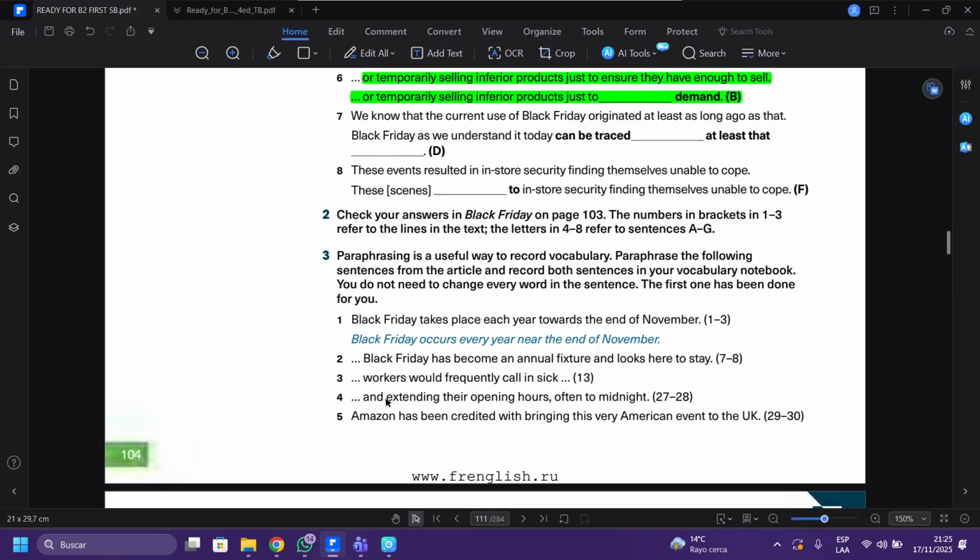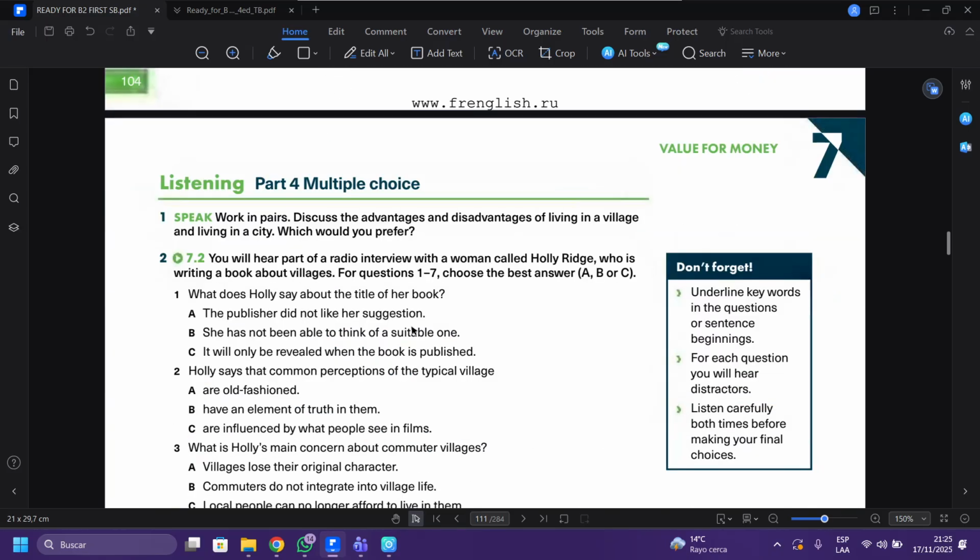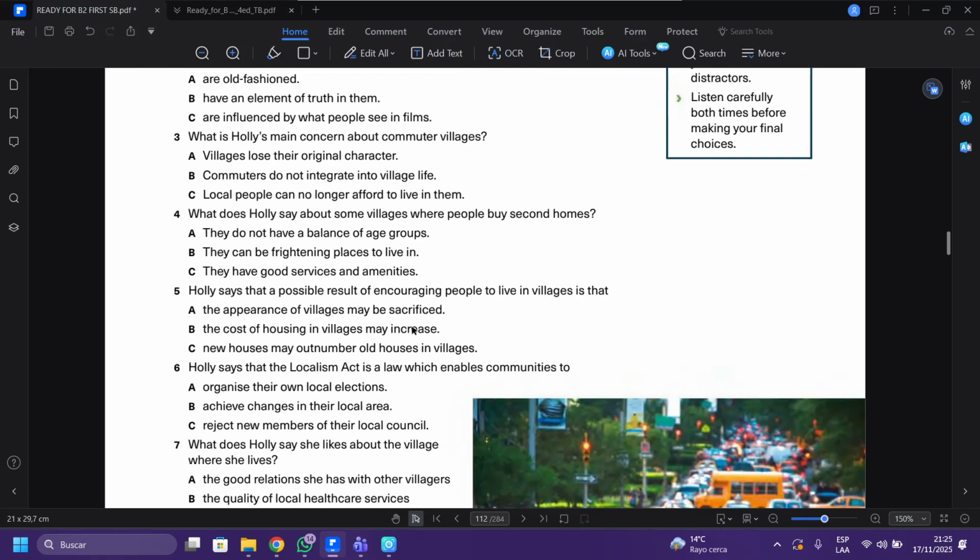Instead of, for example, extending, increasing, and so on. That is the way that you have to work out your vocabulary.